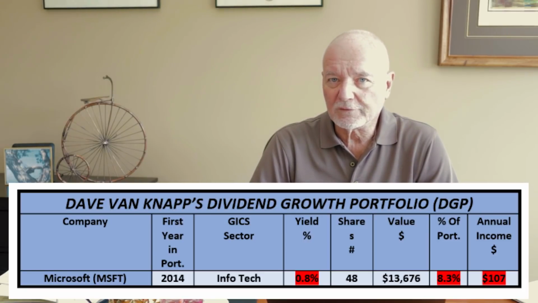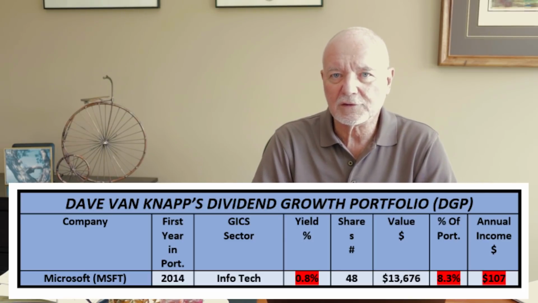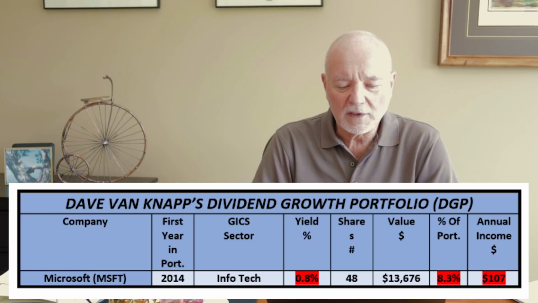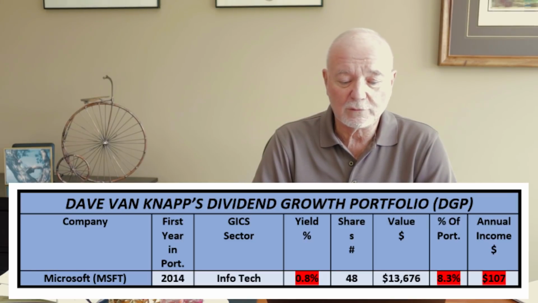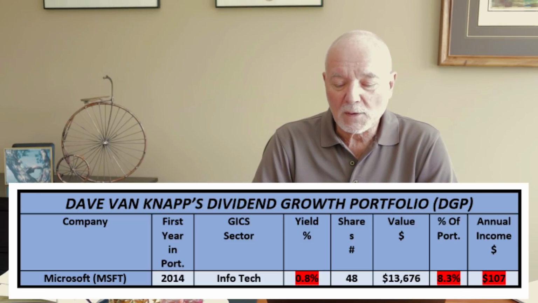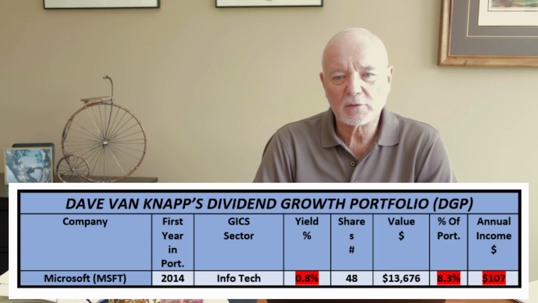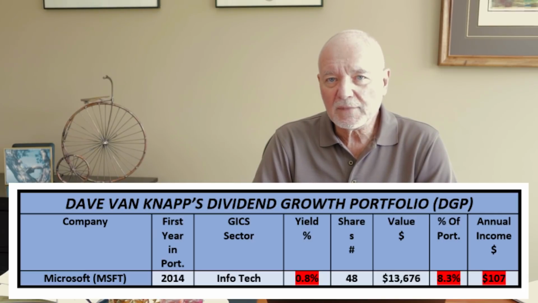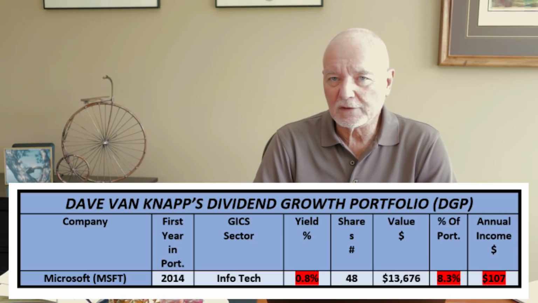Okay, first let's review Microsoft and see why I trimmed it. This display shows some important facts about Microsoft. It's the line from my portfolio table that I show in my portfolio videos. I first bought it in 2014. It yields only 0.8% now. Moving along to the next red mark, it comprises 8.3% of my portfolio, and it's giving me $107 in annual income. That means that 8.3% of my portfolio is only generating 2.1% of my income.